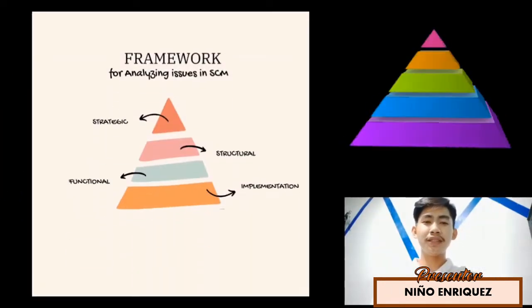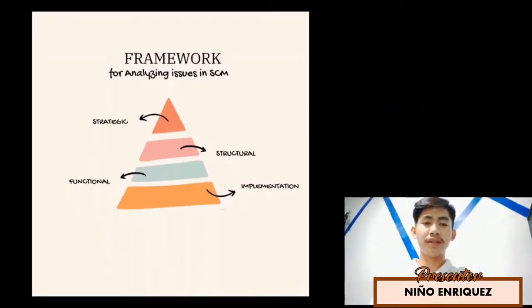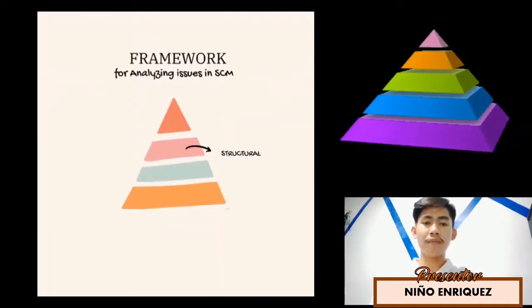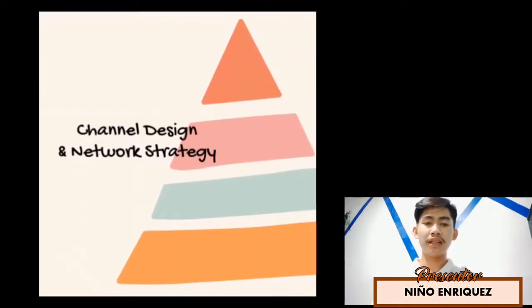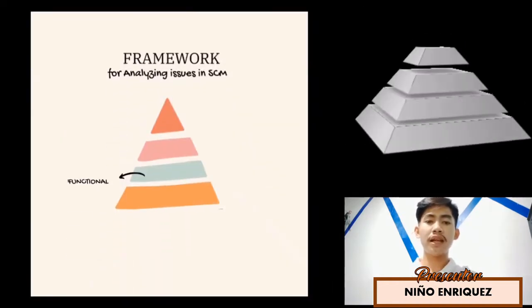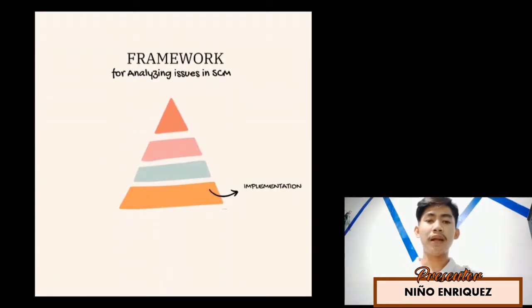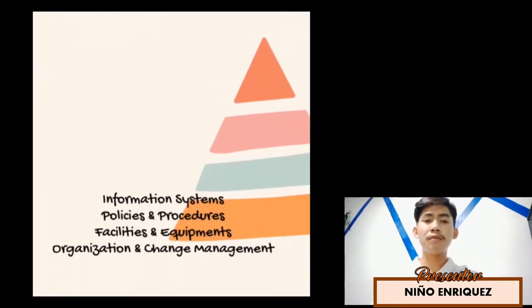Let's proceed to the framework for analyzing issues in SCM. First level is the strategic, customer service. Next is the structural level, the channel design and network strategy. Third is the functional level, warehouse design and operations, transportation management and materials management. And lastly, the implementation level: information systems, policies and procedures, facilities and equipment, and organization and change management.